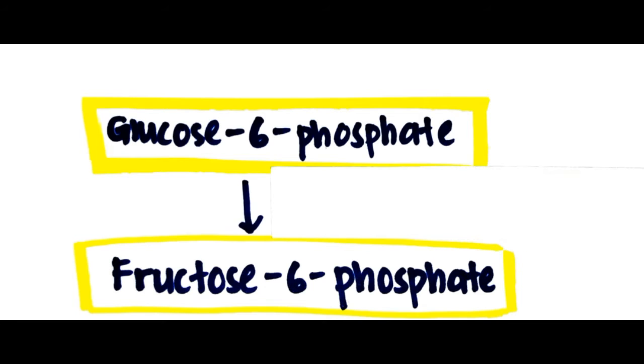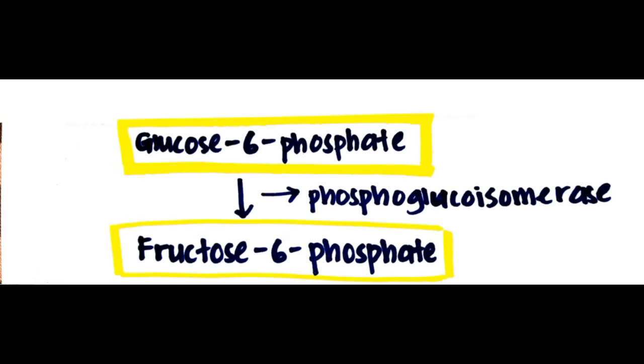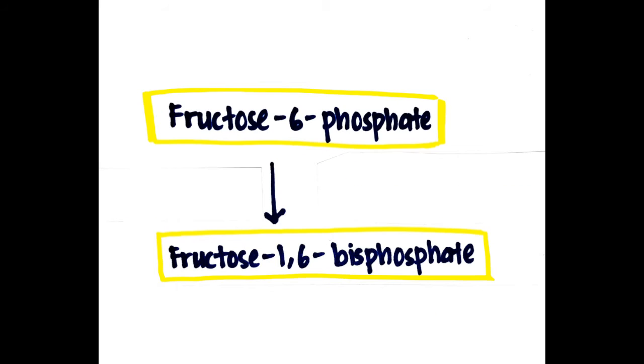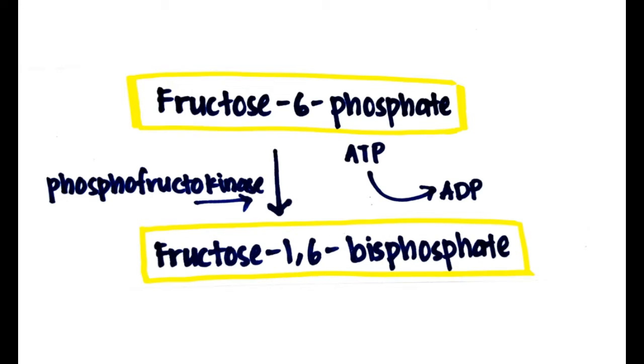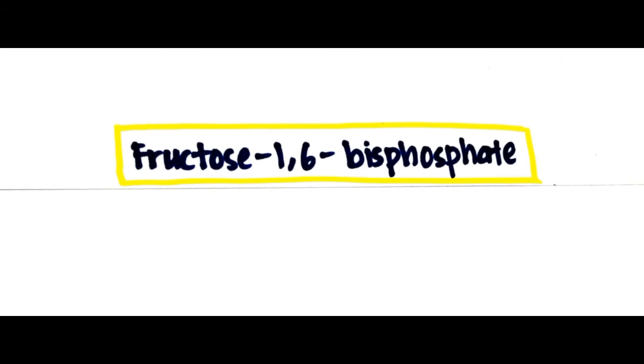Glucose 6-phosphate is rearranged to form its isomer, fructose 6-phosphate. This reaction is catalyzed by the enzyme phosphoglucoisomerase. Another ATP is invested in this stage. The enzyme phosphofructokinase transfers the phosphate group from ATP to fructose 6-phosphate to form fructose 1,6-bisphosphate. Now the sugar is ready to be cleaved.